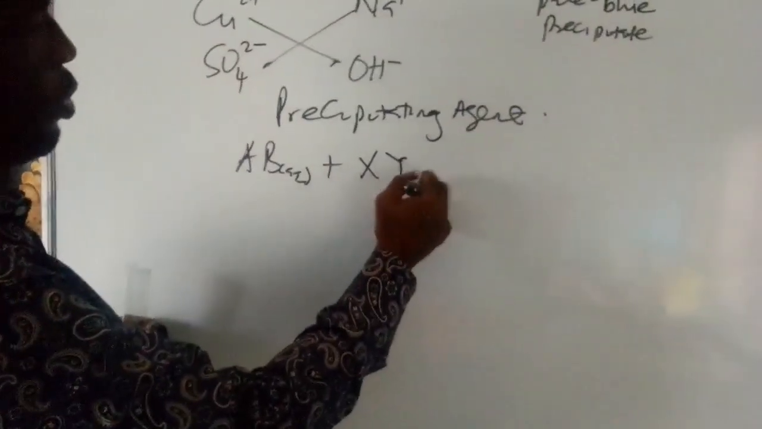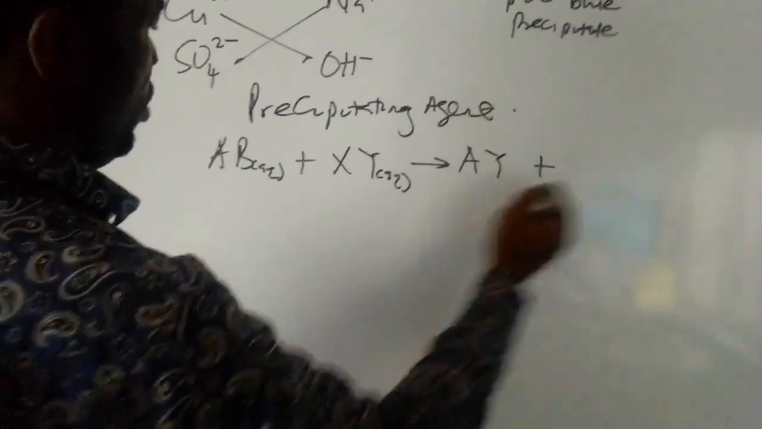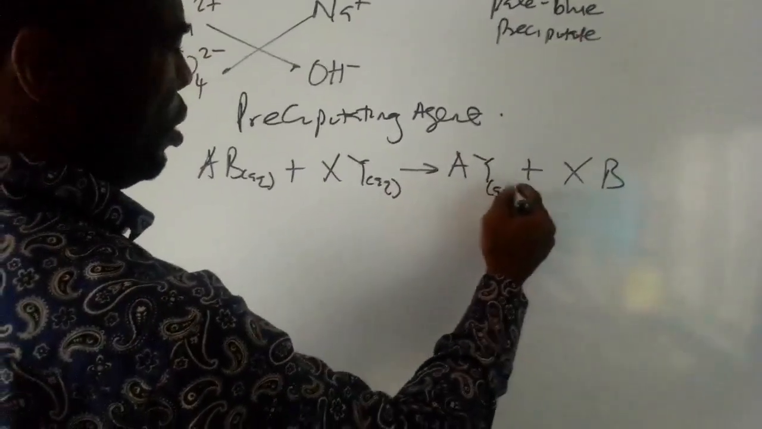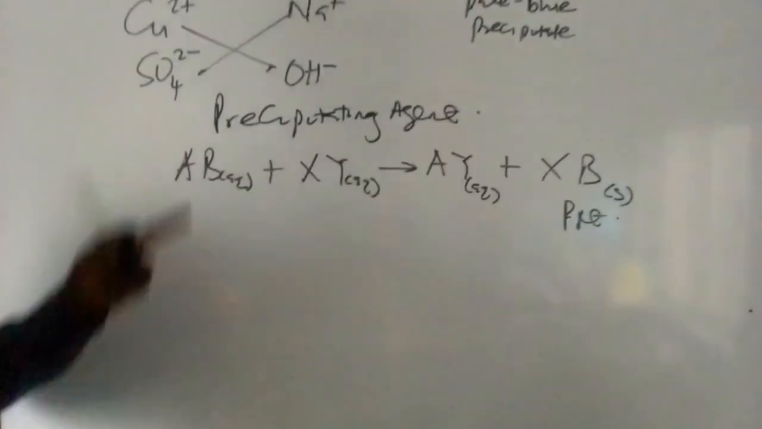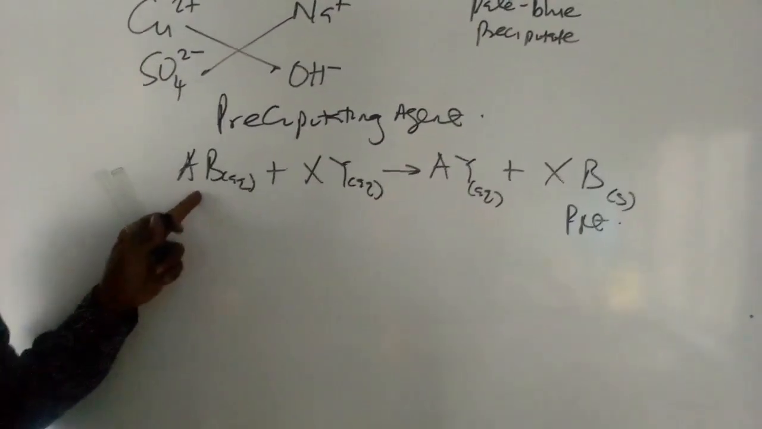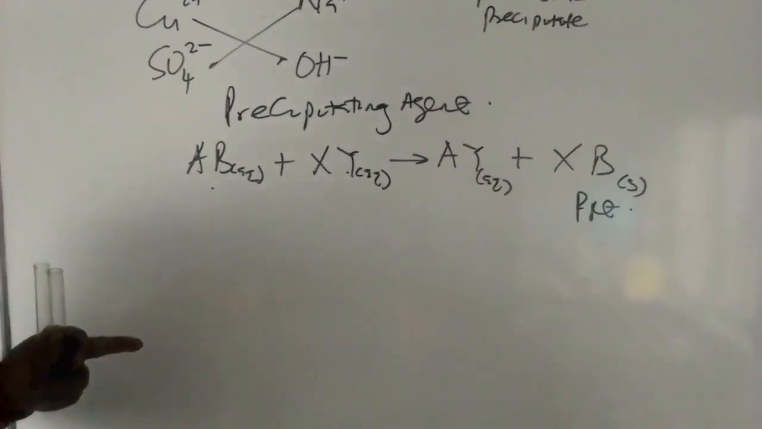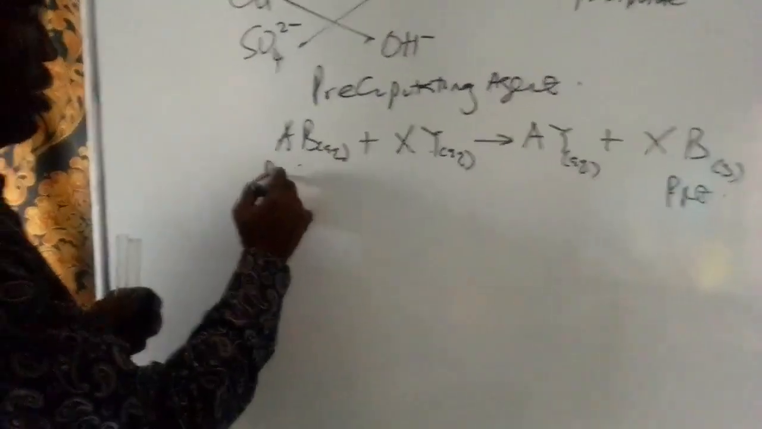Precipitating agent. We may have this reaction: AB aqueous plus XY aqueous, giving us perhaps AY plus XB, where perhaps this is the PPT, or the precipitate formed. The precipitating agent should be one of the reactants. So out of these two, which of them is the precipitating agent? Out of these two, the precipitating agent is going to be AB. This is our PPT agent.